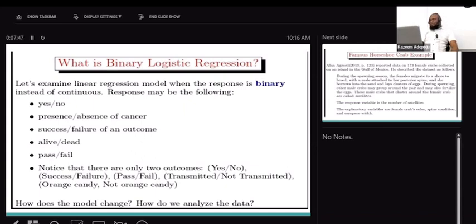Another example, the presence of a cancer and the absence of a cancer. It's either a patient has cancer or not, or somebody has a disease or not. That's categorical with two possible outcomes. What about success or failure? Somebody can write an exam and fail, or write an exam and pass. You cannot write an exam, pass and fail at the same time for the same course. That's not possible. Now, it's either one is dead or one is alive.